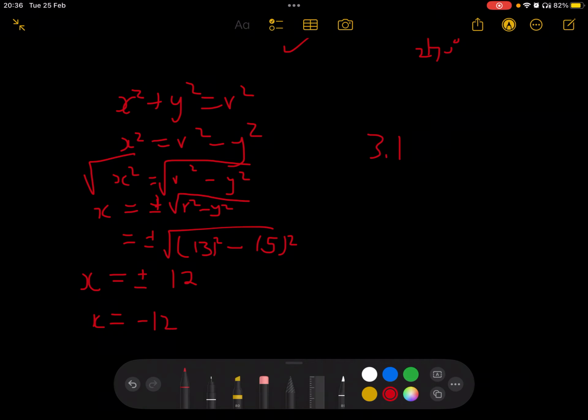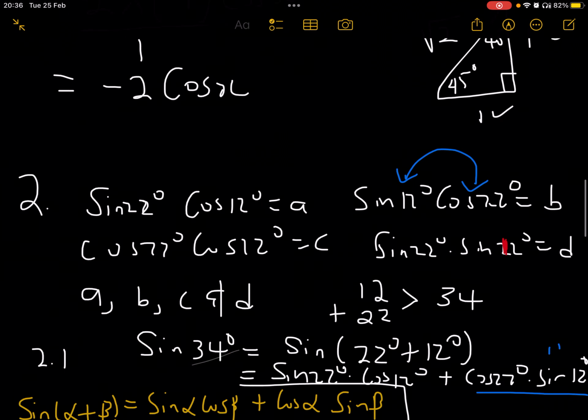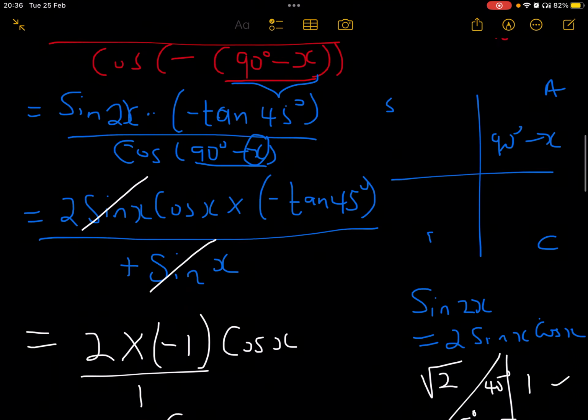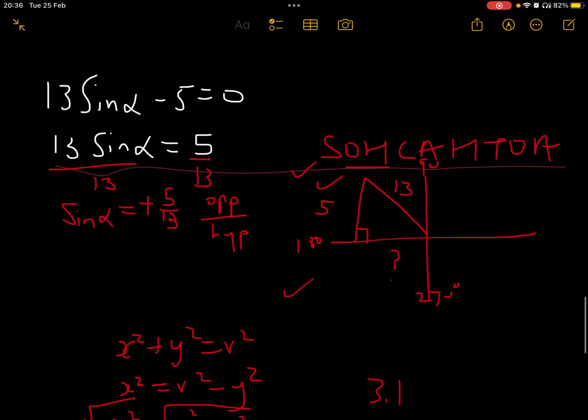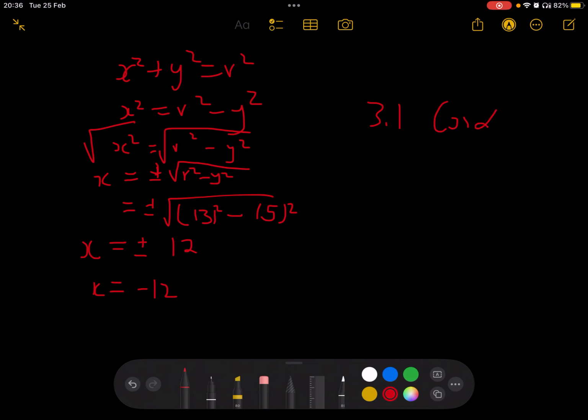Now we go to 3.1. What did 3.1 want from us? 3.1 wanted the value of cos alpha. The value of cos alpha is given by the adjacent over the hypotenuse. The adjacent side here is minus 12 over 13, which is the hypotenuse.